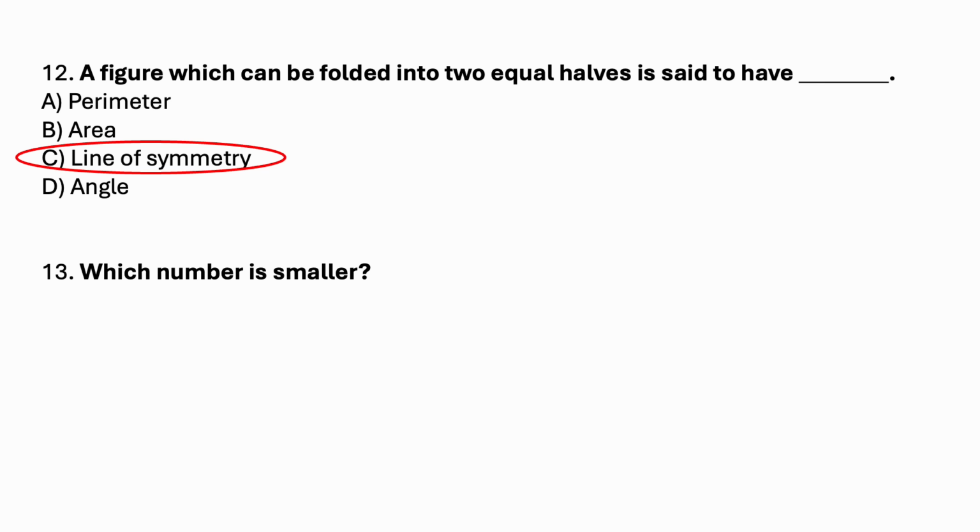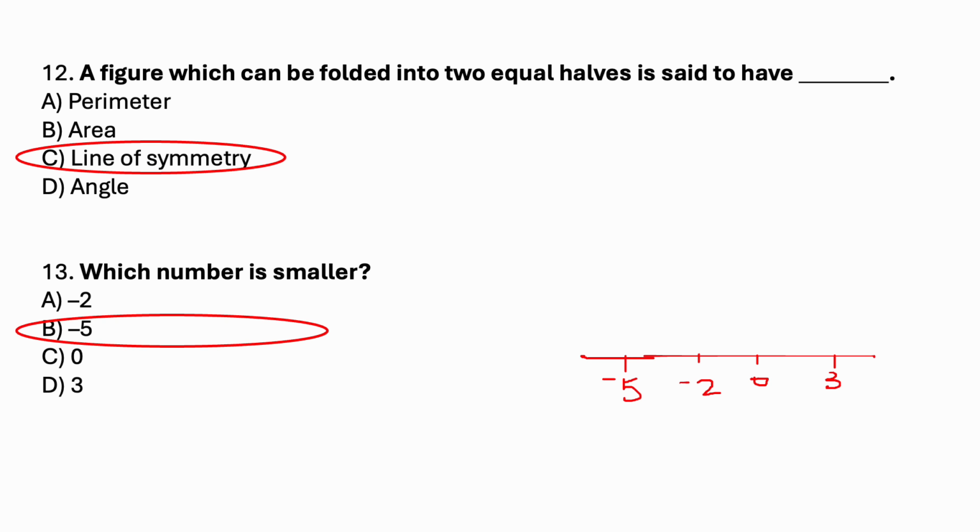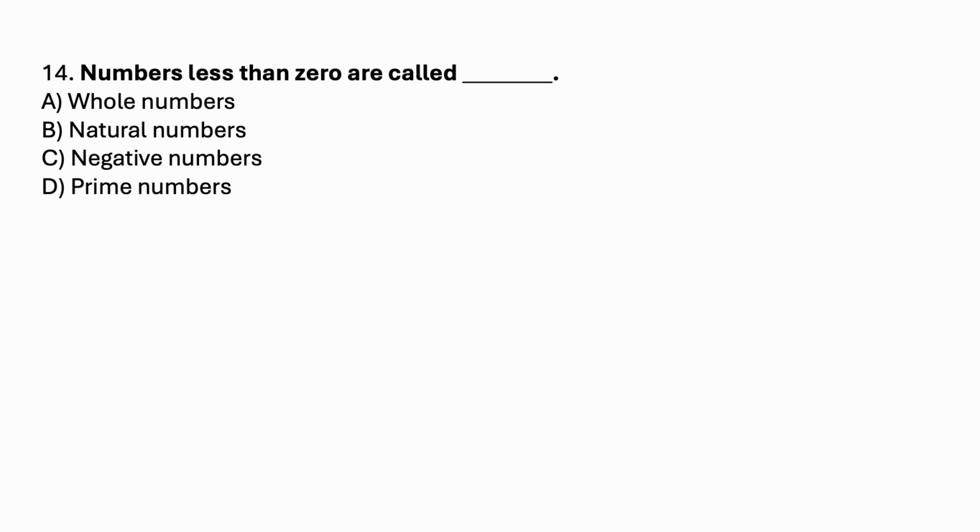The next one, which number is smaller? -2, -5, 0, 3. Which one is smaller? It is -5. -5 is smaller than -2. Negative numbers are smaller than 0 and positive numbers. Numbers less than 0 are called. Options are whole numbers, natural numbers, negative numbers, prime numbers. So numbers less than 0 are called negative numbers.